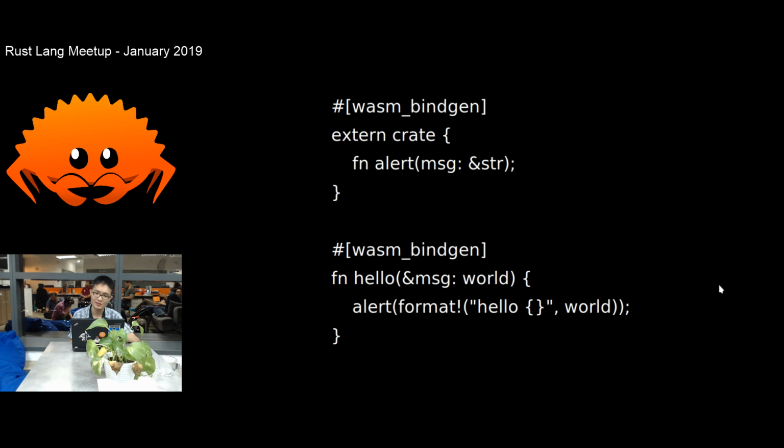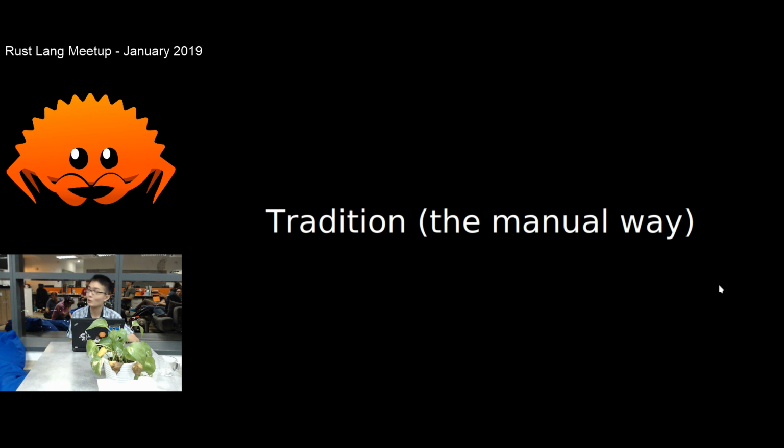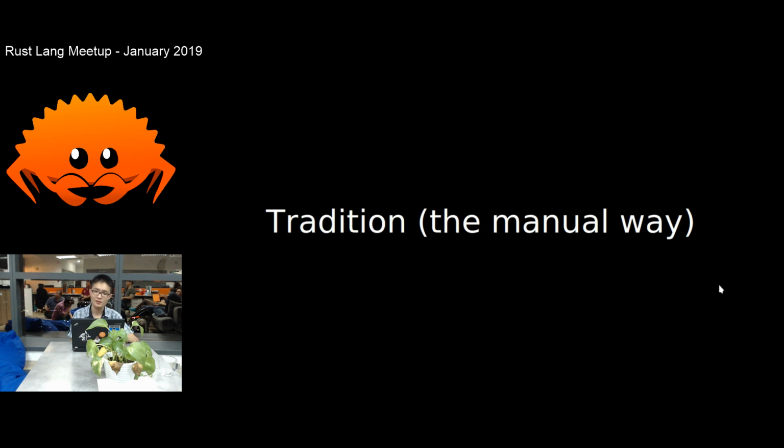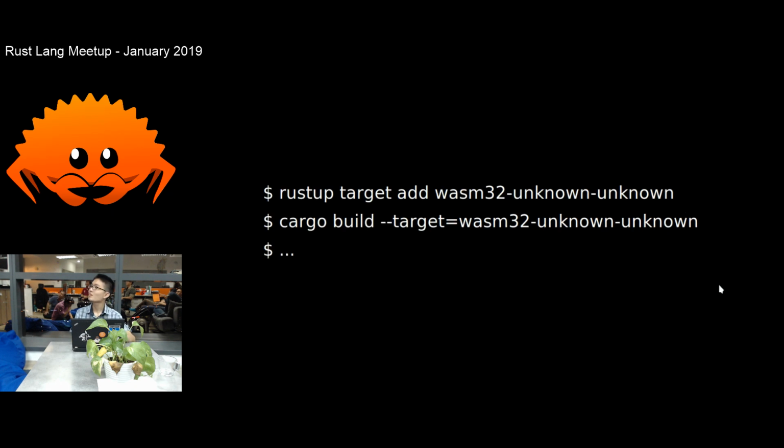So this is like hello world in wasm bindgen using wasm bindgen. Okay, the traditional, the manual way, how they do it. How you do it, basically, you need to add the Rust up target, you add the wasm32 unknown target, and then you need to build as the target. Oh, okay, sorry, first.